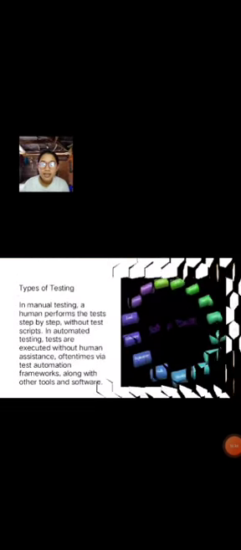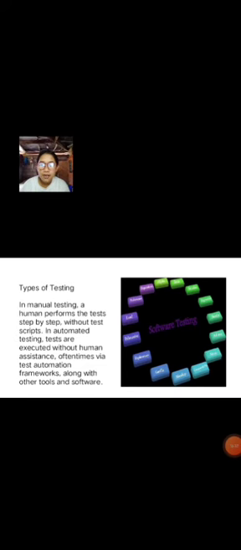Next is the types of testing. In manual testing, a human performs the test step by step without test scripts. In automated testing, tests are executed without human assistance, oftentimes via test automation frameworks along with other tools and software. The biggest difference between manual and automation testing is who executes the test case. In manual testing, the human tester does it. In automation testing, the tool does it.